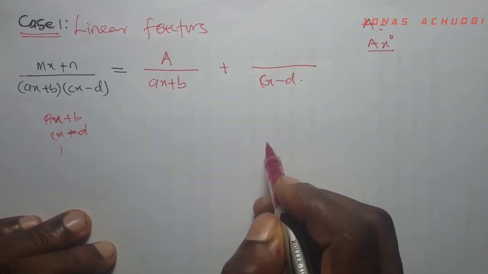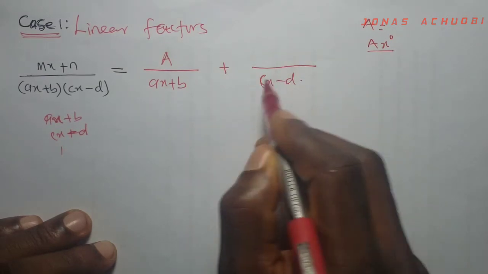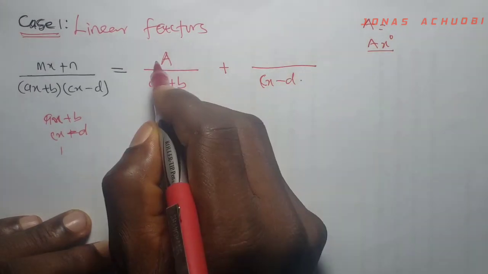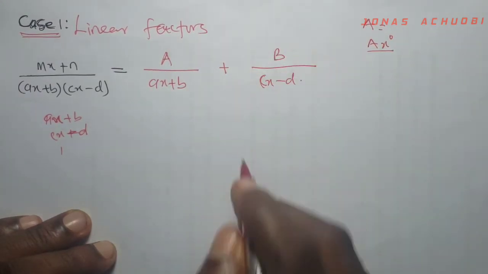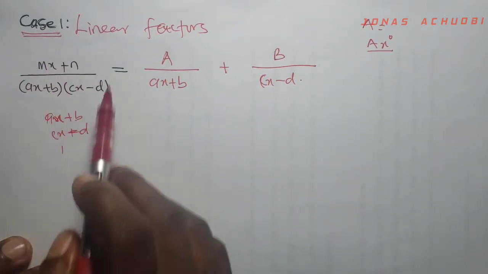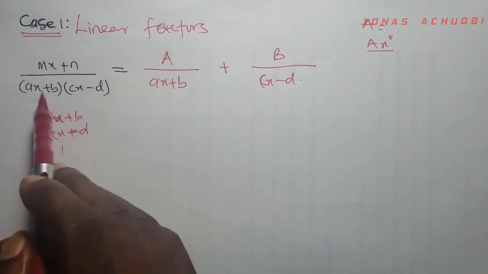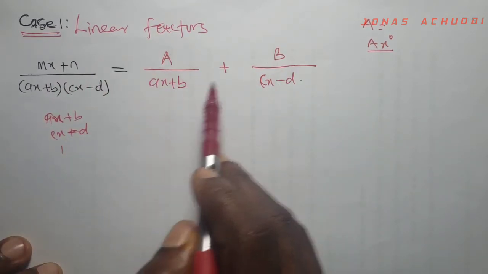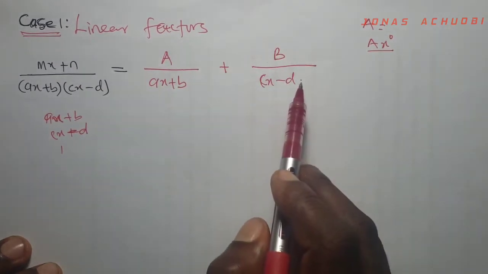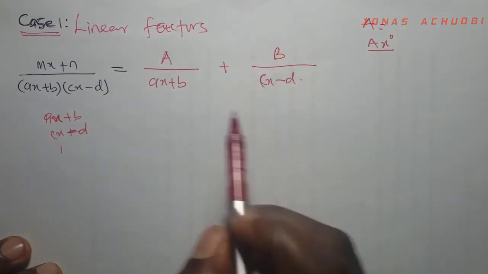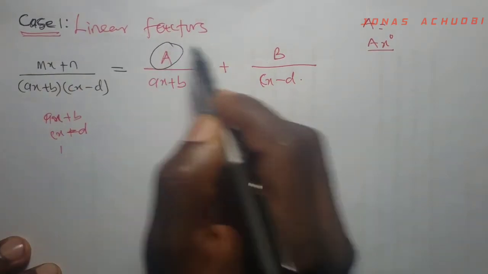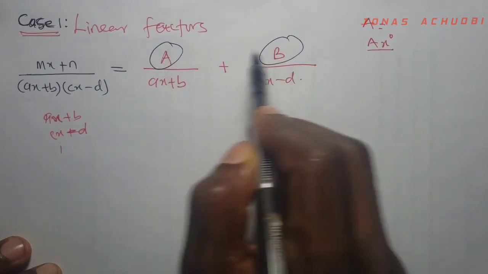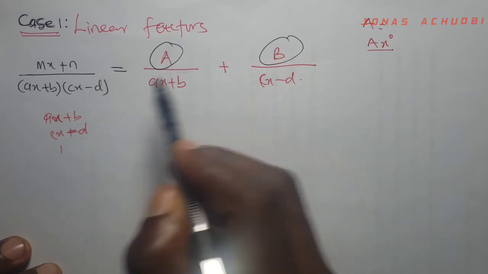So what should be up? It must be a polynomial that is 1 degree less than this. So it will be another polynomial of degree 0. Since we have used a already, we use another alphabet, say b. So when we have a compound fraction whose factors are linear, then we decompose into a over ax plus b plus b over cx minus d. And our job now will be to determine the values of a and b. Once we get the values of a and b, we come back here and put them into a and b, and that gives us the required partial fractions.